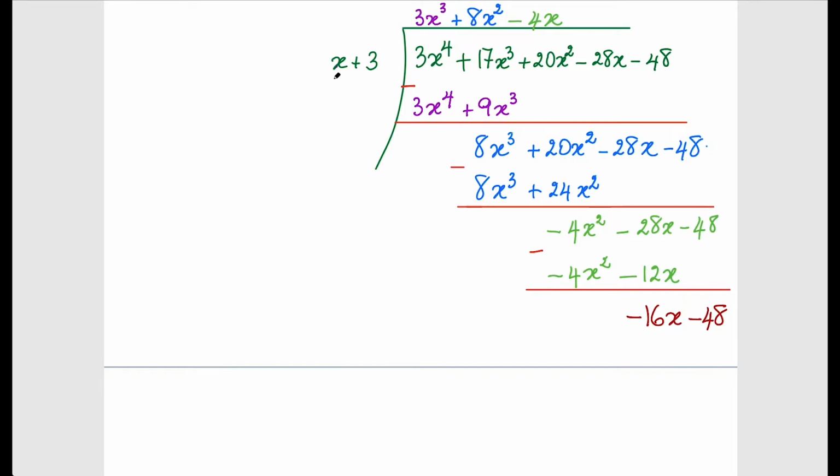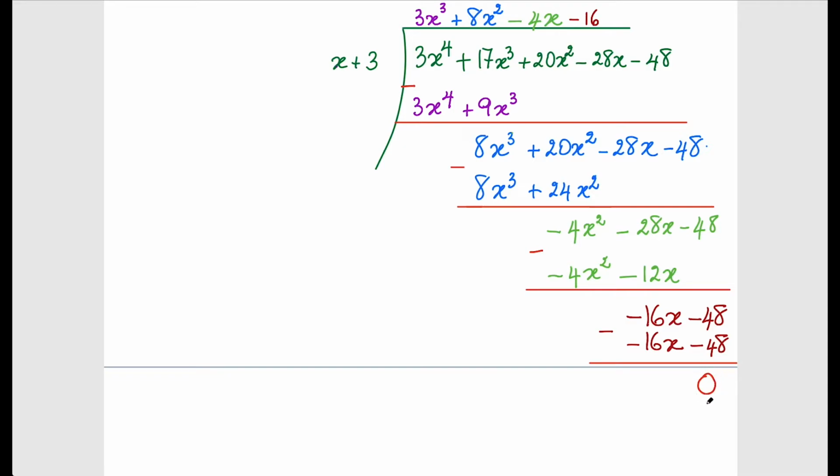Let's do it. So same thing. What should I multiply x with to get negative 16x? Well, that's negative 16, right? Negative 16 times x is negative 16x. And negative 16 times 3 is negative 48, right? And I'm going to subtract the bottom from the top, but you realize that what I'm going to get is 0, right?